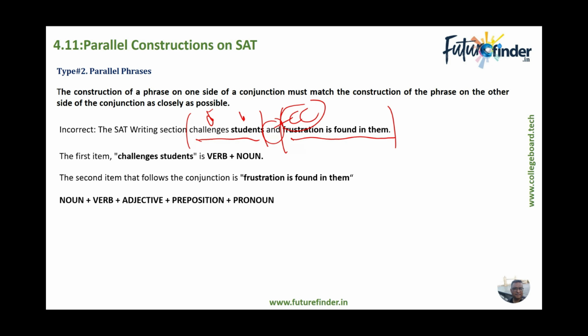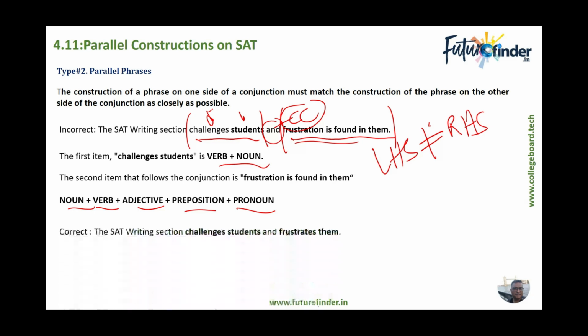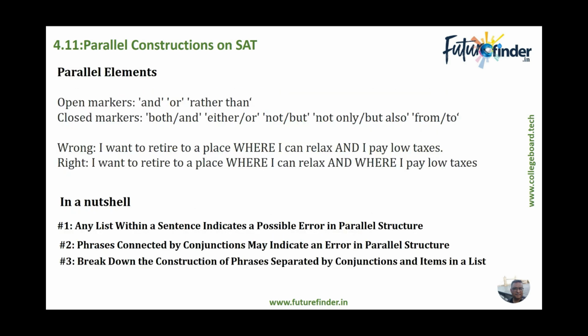Frustration is found in them is a noun, verb, adjective, preposition, plus pronoun construction. So definitely the left hand side is not equal to the right hand side. This is not a verb plus noun construction on the right. So you must get it somehow or the other to a verb plus noun on the right hand side. So the correct one could be verb plus noun, and frustrates them. Again, verb plus noun or pronoun, either way. So this is the correct one. This is how parallelism on the SAT works.